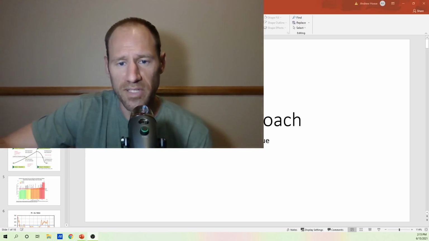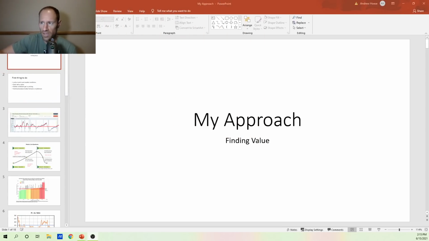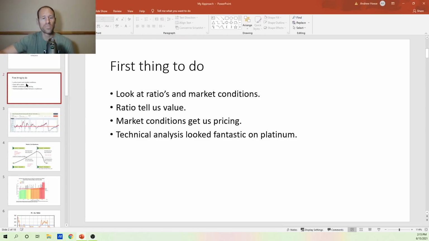So I'm going to shrink myself up here. I'll kind of stay in the picture here. The first thing to do is look at ratios and market conditions. I can show you exactly what that looks like in this presentation. The ratio tells us relative value. The market conditions get us the pricing and the timing. Technical analysis looks fantastic on platinum as well. So I did all of it. I combined the ratio with the market conditions, and I also combined that with technical analysis.